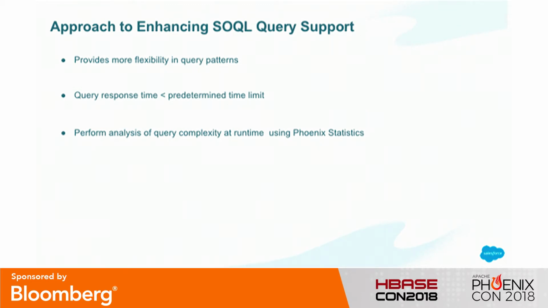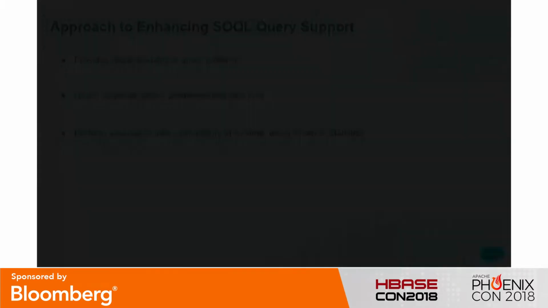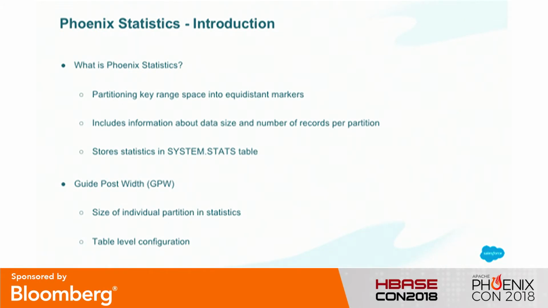Sahil. Thank you, Shashank. As Shashank mentioned, Phoenix statistics is a way to determine the query complexity at runtime. Now, before we deep dive into how Phoenix statistics does that, let's start with what is Phoenix statistics and how it works. So, Phoenix statistics, what is it? It's a way of partitioning the HBase key range scan into a set of equal buckets, and then it stores the information of those buckets into the system.stats table.